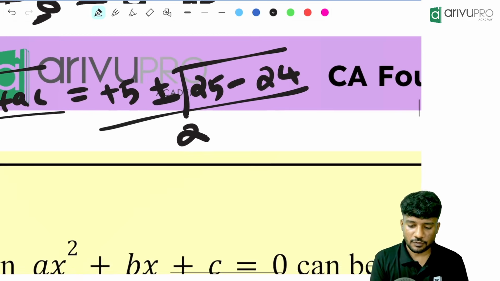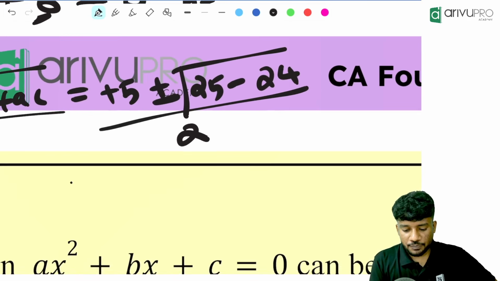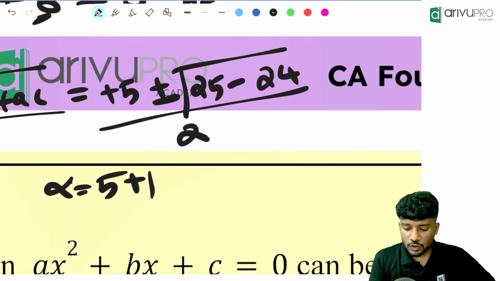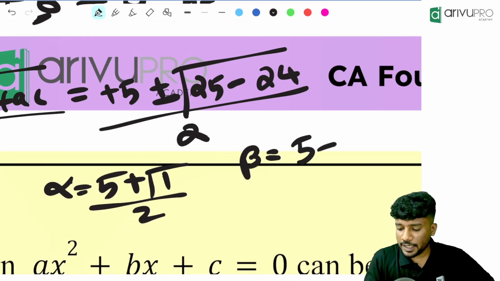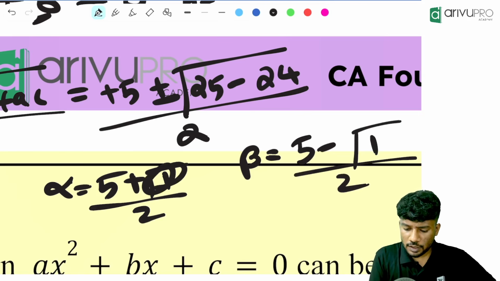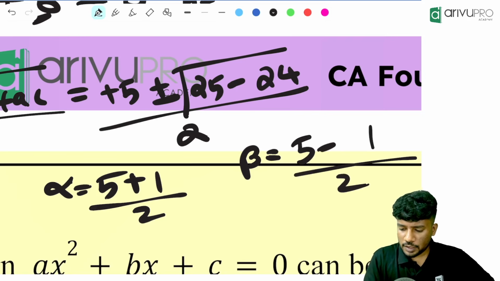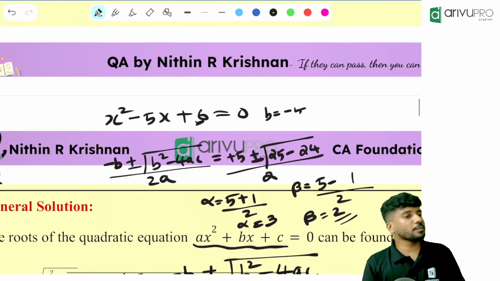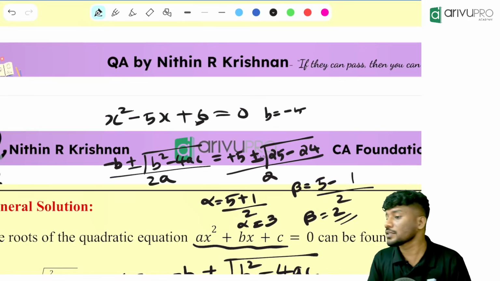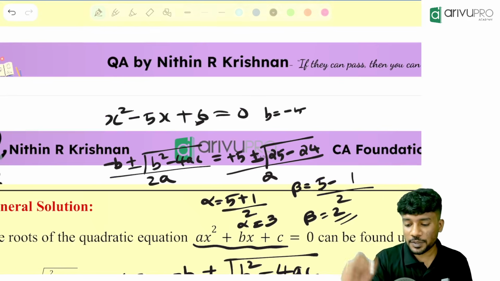Now take the calculator. First root alpha is equal to 5 plus root of 1 divided by 2. Second root beta is 5 minus root of 1 divided by 2. Root 1 is 1. So 5 plus 1 by 2 is 6 by 2, which is equal to 3. That is alpha. Beta is 5 minus 1 by 2, that is 4 by 2, which is equal to 2. So the roots of the equation are 3 and 2.